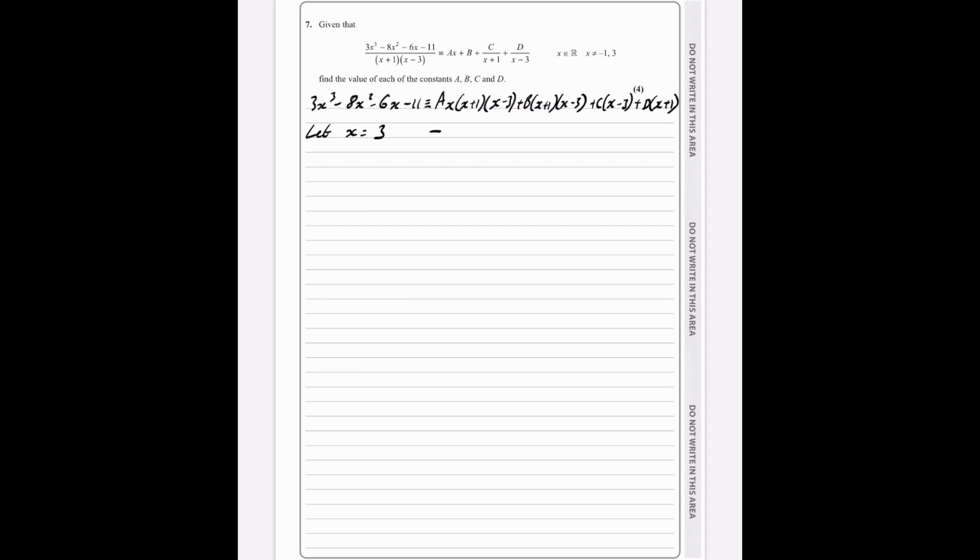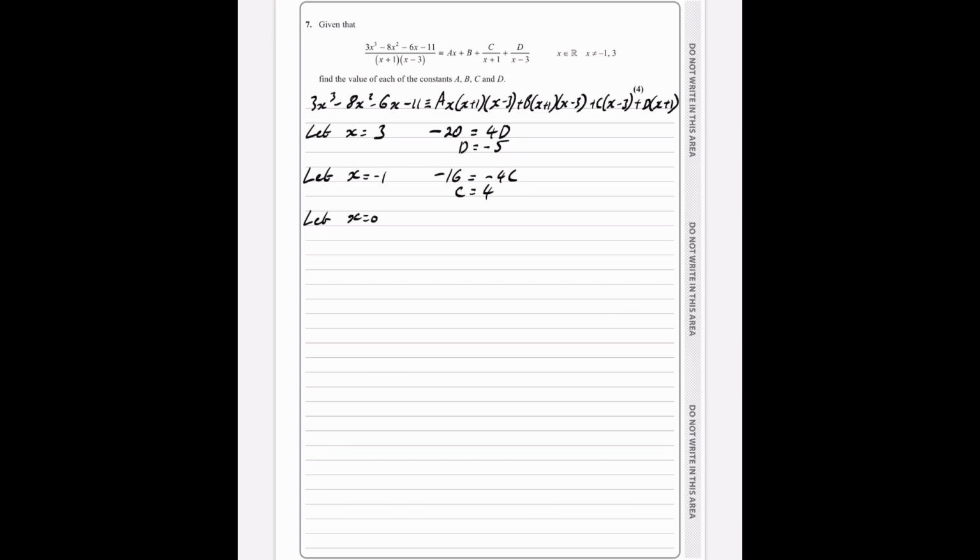Now we're going to just choose intelligent strategic values for x that are going to make a lot of things disappear. I've chosen 3 for the first one. It makes the a, b, and c terms disappear because of the x minus 3 that's next to them. That becomes 0. The left-hand side is negative 20, and we get 4 lots of d, therefore d is negative 5. Same strategy, x is negative 1. The a, b, and d terms will disappear this time. We'll get negative 16 equals negative 4c, so c is 4.